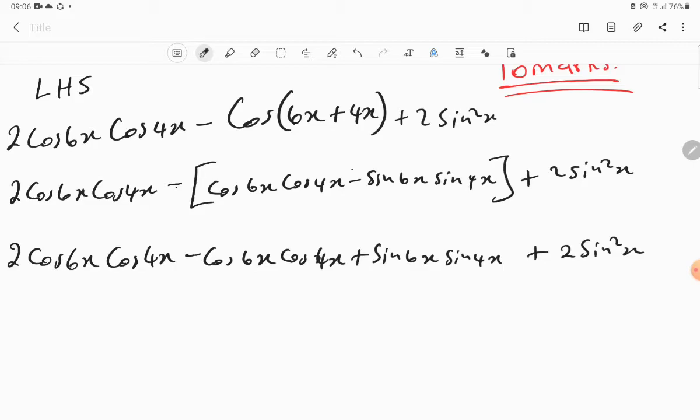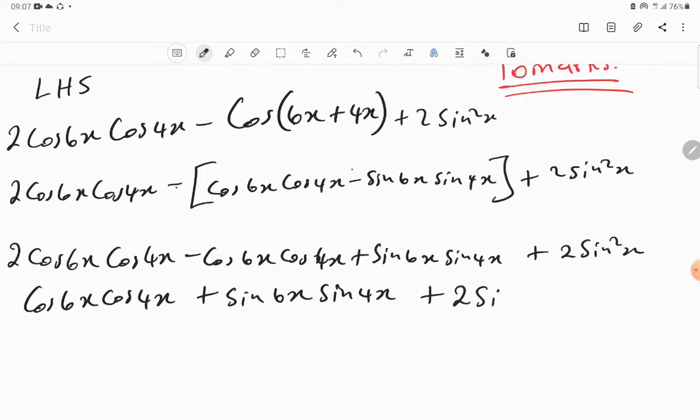Now, what do you notice? I notice that this is the same as this. Since we have two of these, if you're subtracting one of them, you'll be left with only one of them. So we are going to have cos 6x cos 4x, plus sine 6x sine 4x, then don't forget to add that one as well, 2 sine squared x. So at least our expression is reduced a bit.